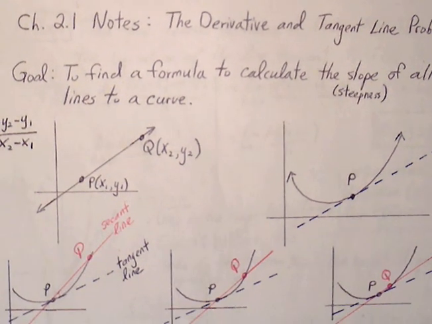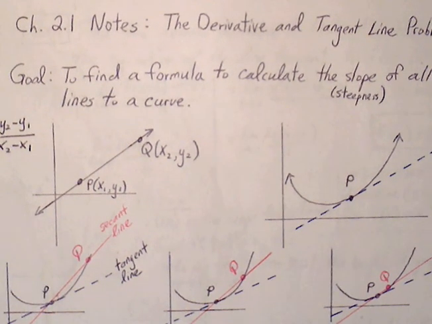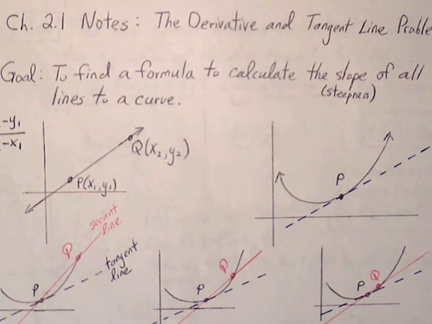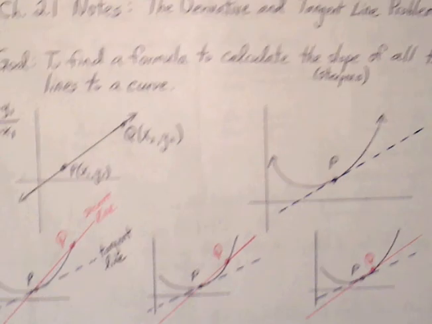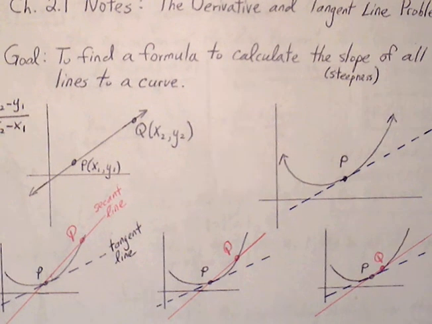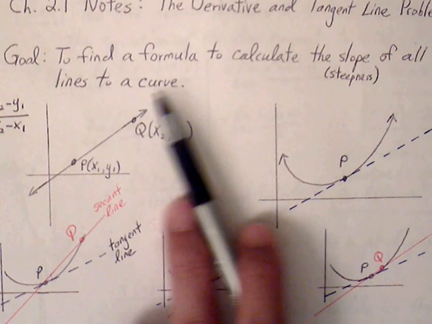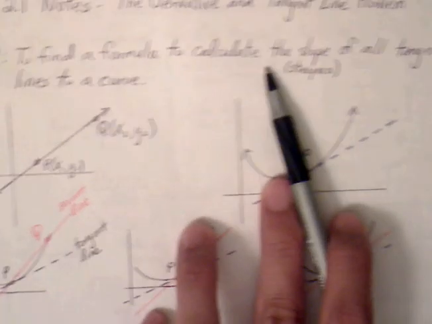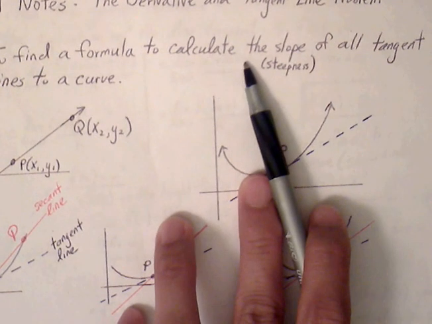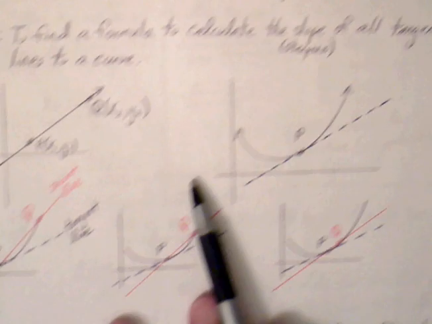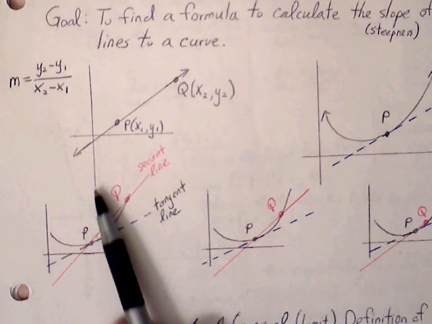Let's start with notes from chapter 2.1. This is a derivative and a tangent line problem. So our goal is to find the formula to calculate the steepness or the slope of all tangent lines to a curve. Okay. Let's start with something that we know.